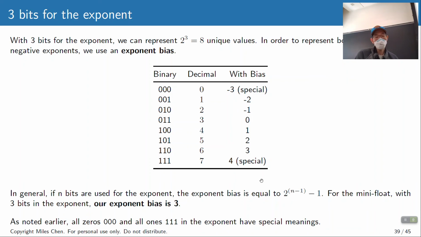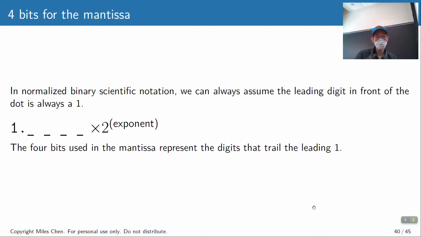In general, if you have n bits for the exponent, the amount of bias is going to be 2 to the n minus 1, minus 1. Okay, so our exponent bias is 3. And then the remaining 4 bits will be used for the mantissa. We're always going to assume in binary exponential form that you have 1 point something, something, something, something, and these 4 somethings are represented by the mantissa.